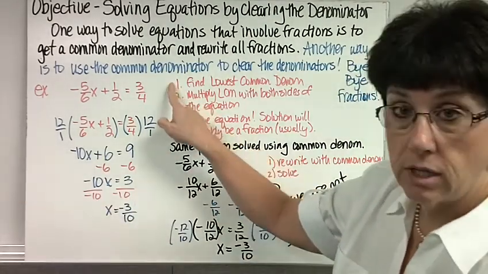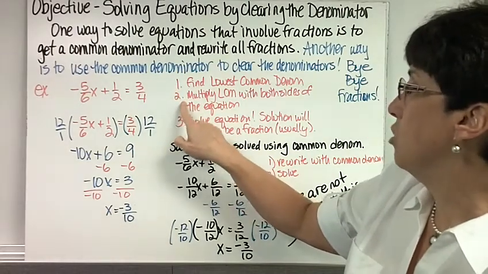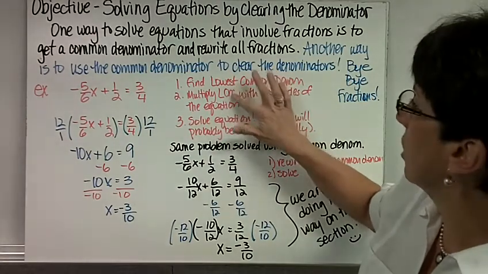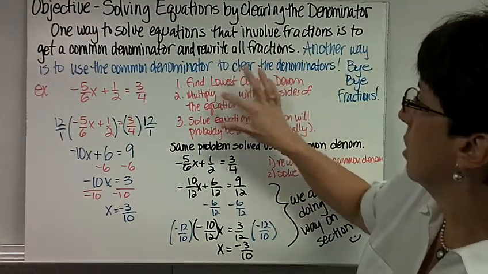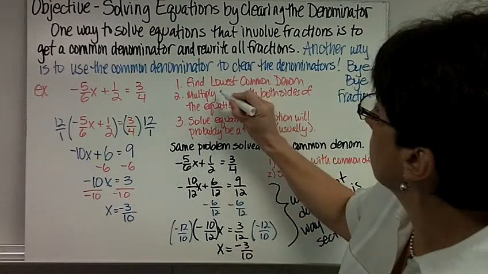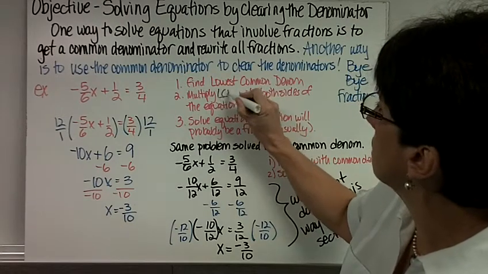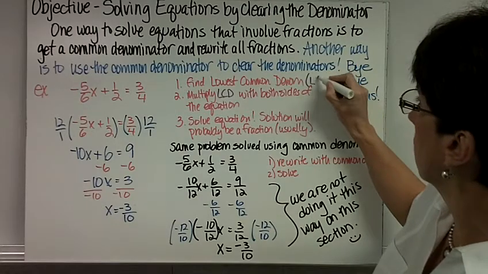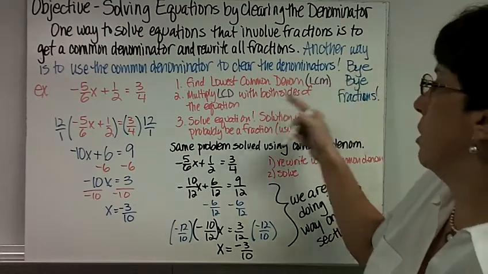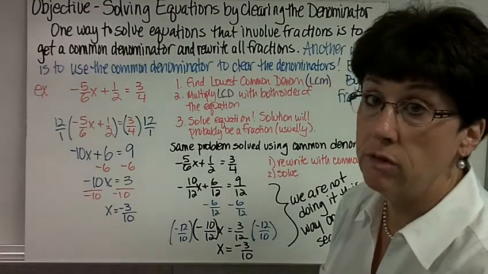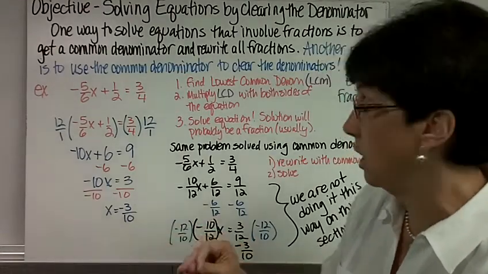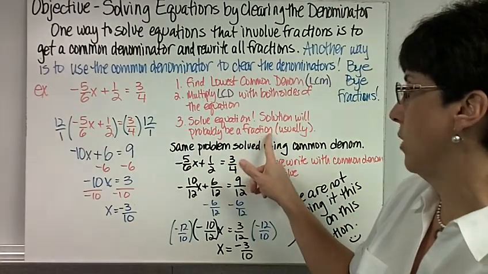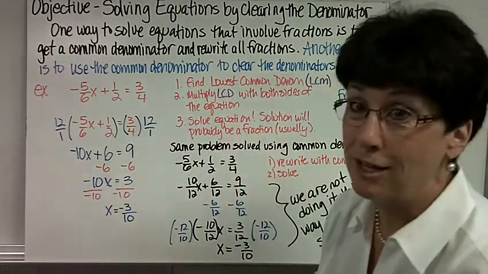So you still need to find the lowest common denominator. Then you multiply both sides of the equation by the lowest common denominator, LCD, which is the same as the lowest common multiple, LCM, because remember, whatever you do to one side of the equation, you have to do to the other. And then solve. And your solution will probably be a fraction. It usually is, because we're beginning with fractions.